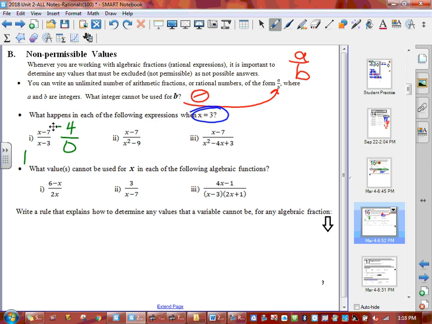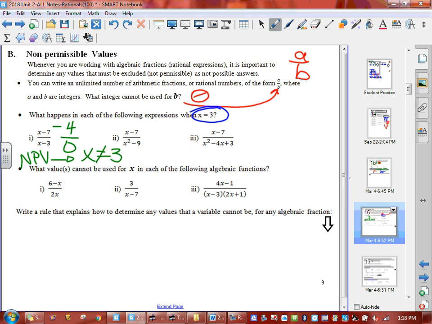So here, x cannot be equal to 3 in the first one, because if x equals 3, I end up with a 0 on the bottom. So that means my non-permissible value for the first one is x cannot equal 3. That's my non-permissible for the first one.